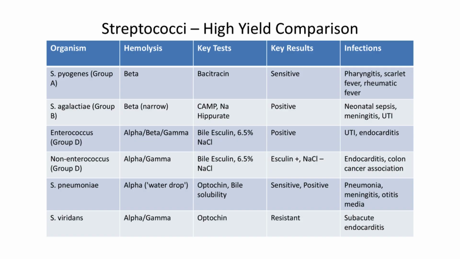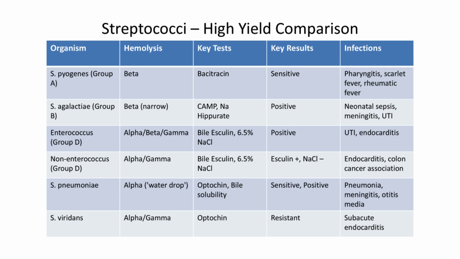Streptococcus agalactiae, or group B strep, shows a narrow zone of beta hemolysis. It is positive for sodium hippurate and for the CAMP test, which is a key diagnostic feature. It is resistant to bacitracin and negative for optochin, bile solubility, bile esculin, and salt tolerance. It causes neonatal septicemia and meningitis, as well as urinary tract infections.